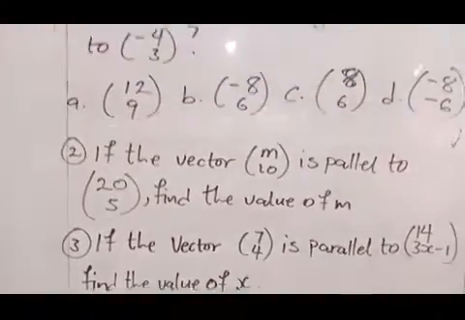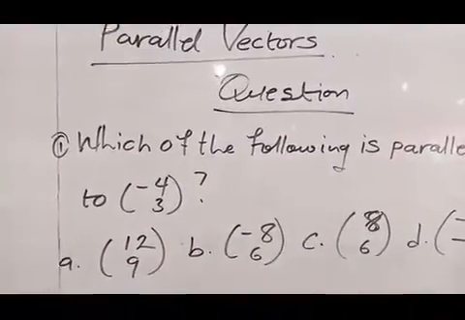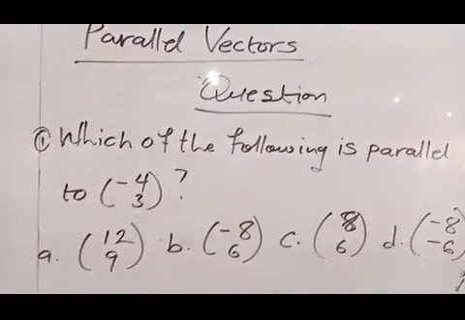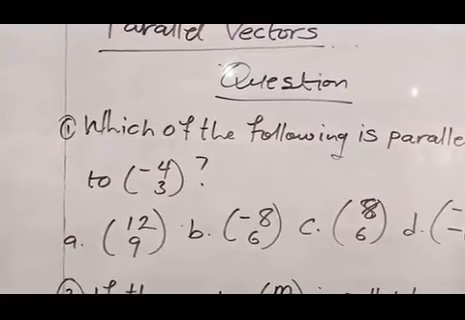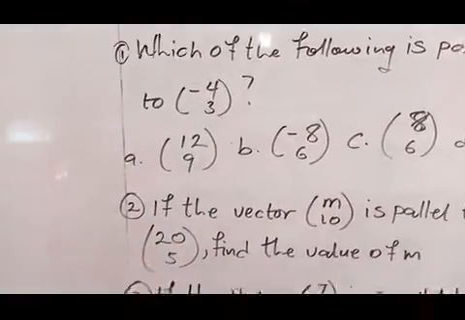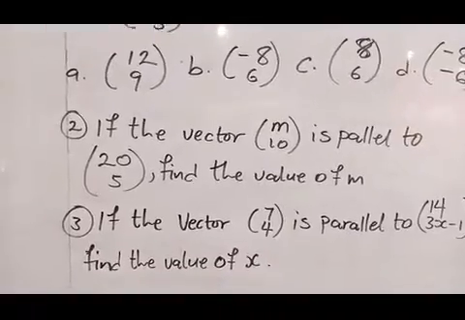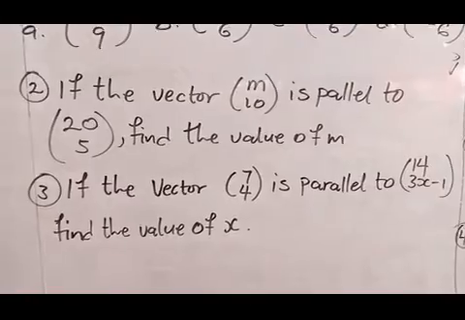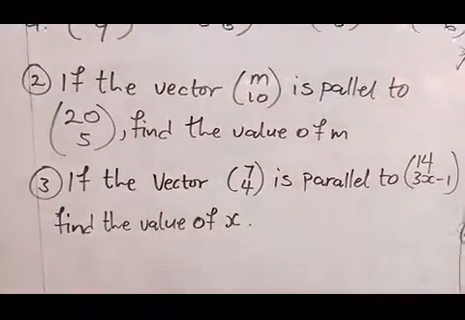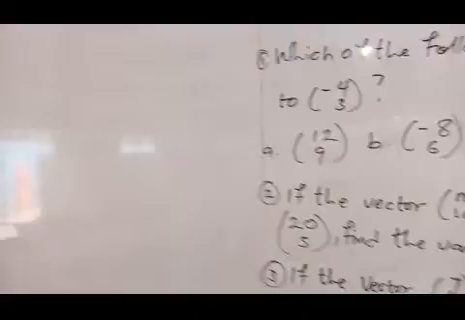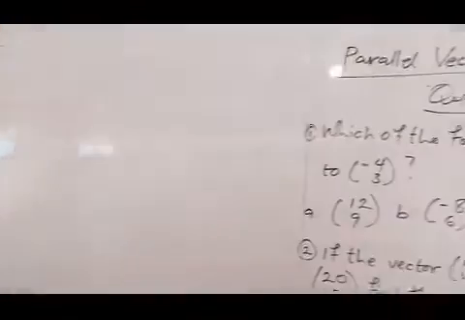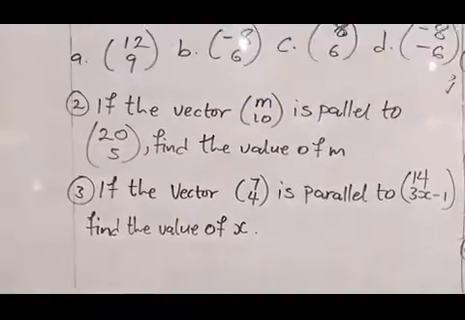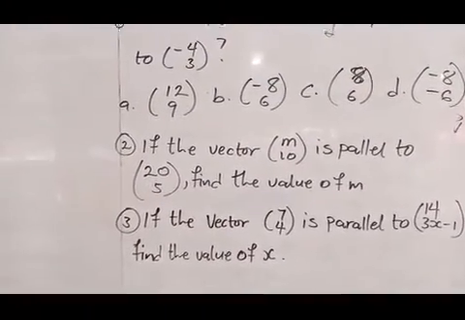Okay, so I'll solve the third one, you do the first and the second one on your own. If the vector 7, 4 is parallel to 14, 3x minus 1, find the value of x. So we have the vector 7, 4, which is parallel to 14, 3x minus 1.